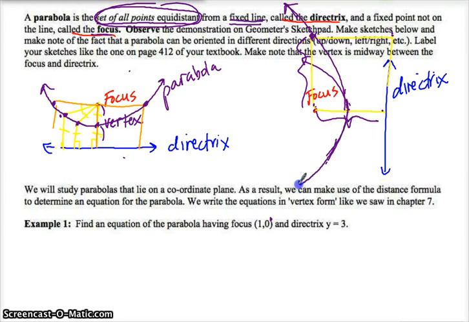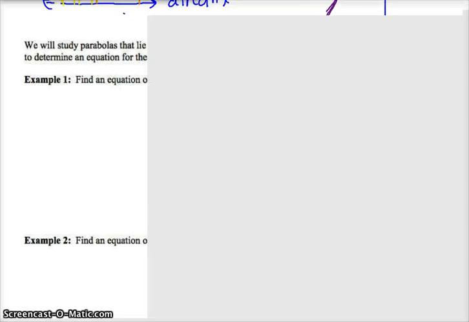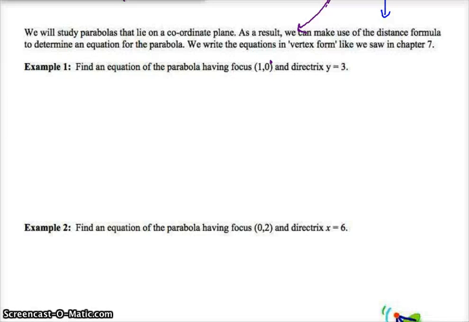Well, what do they mean distance formula? Well, I just said that the distance from a point on the parabola to the directrix and from a point on the parabola to the focus, these distances need to be the same, right? So that is the distance formula. Find the distance between these 2 points, find the distance between these 2 points, set them equal to each other, and that is how you will get an equation of a parabola. Let's see what I'm talking about.